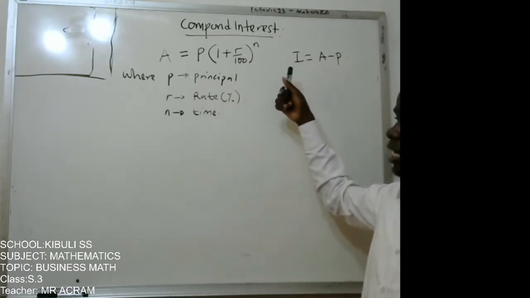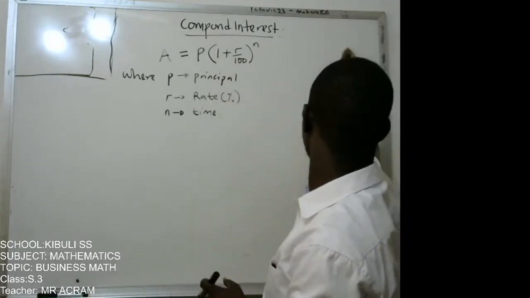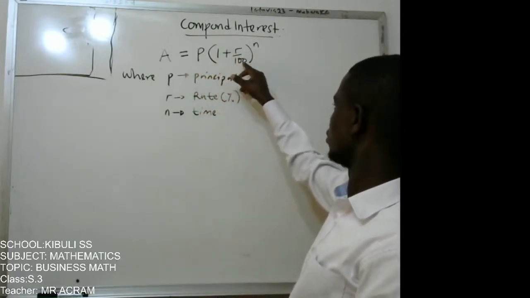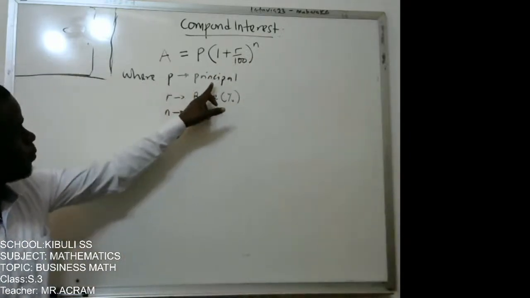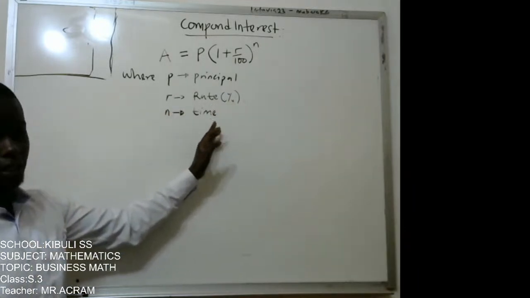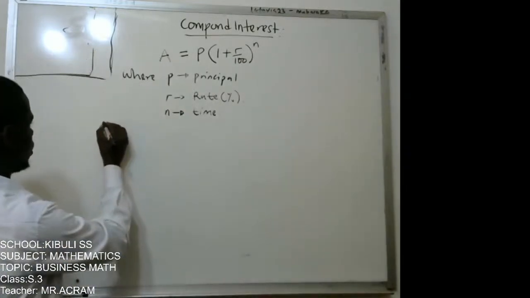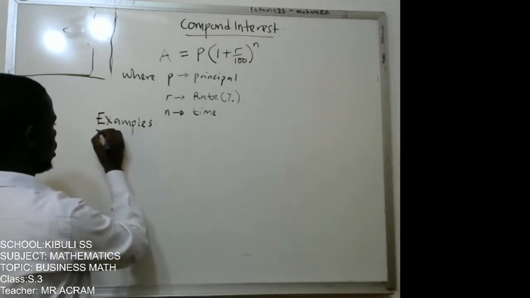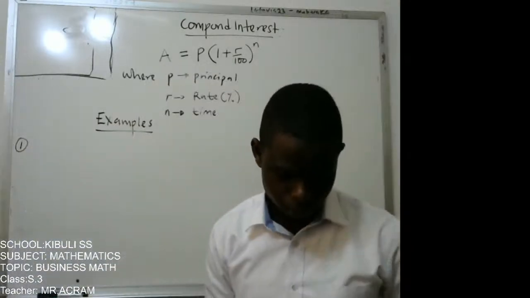But here, they are telling you that amount is equal to P into 1 plus R over 100 power N. That is the formula where P is representing principal, R is representing the rate in percentages, and N is representing the time that you're going to spend. Let us look at some examples here without wastage of time. Example 1. Let me hope you can see on the whiteboard.